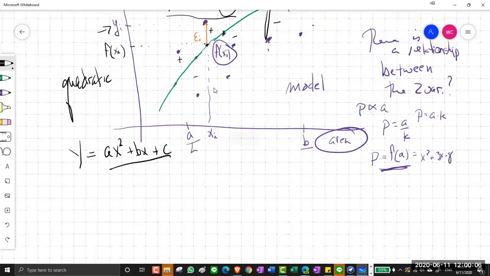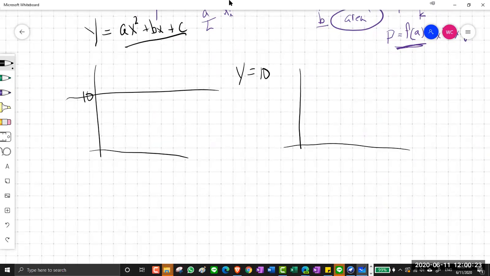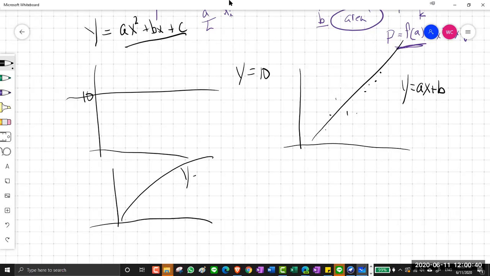So far we said you could use a straight line, right? So that's y equals, say, 10. This might be some constant 10. Okay, that's one choice, one kind of model. Next one she said is linear. It's y equals ax plus b, right? That's linear. And she said, no, maybe we could go more complicated. We could go like this: y equals ax squared plus bx plus c. In other words, this would be a parabola.